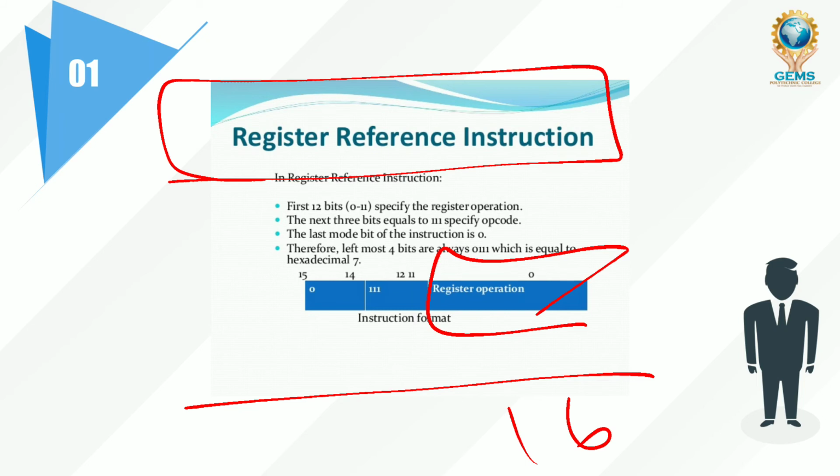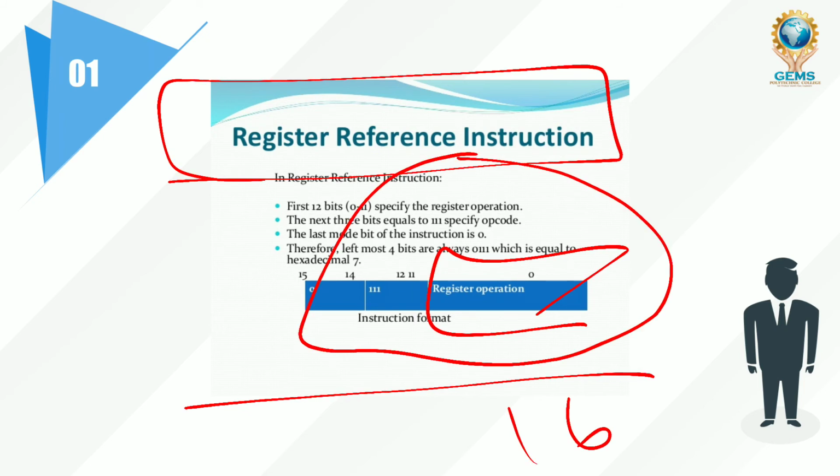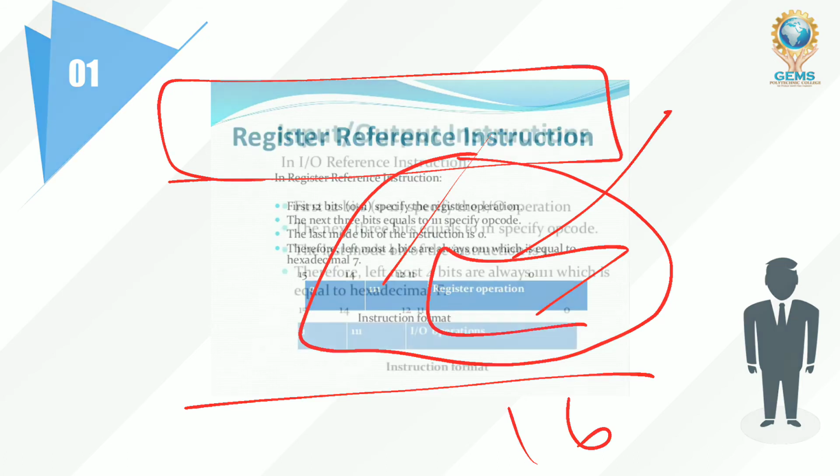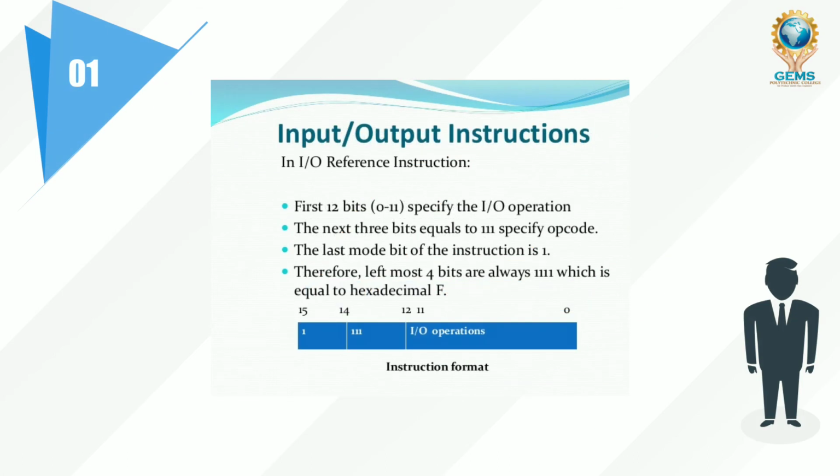Therefore, the leftmost 4 bits are always 0111, which is equal to hexadecimal 7. So this kind of instruction is called a register reference instruction. The first 0 to 11 bits talk about the register operation, and the next one talks about the mode bit of the instruction, whether it is direct or indirect. The final one is the input output instructions, the IO reference instructions. The first 12 bits specify the IO operations.